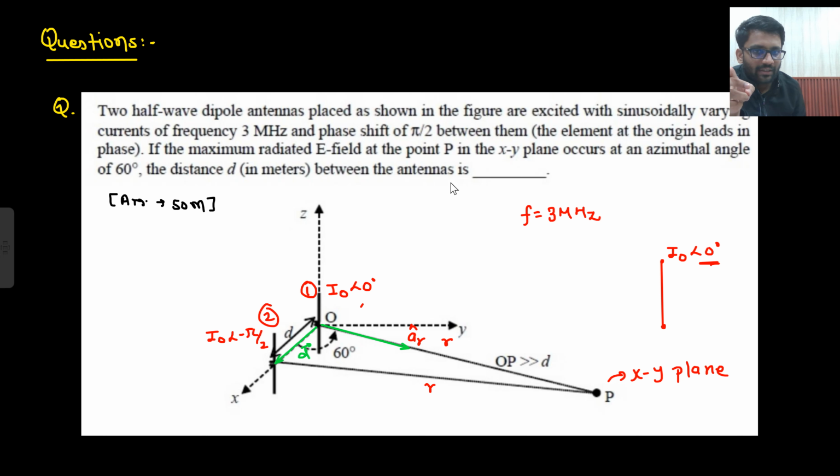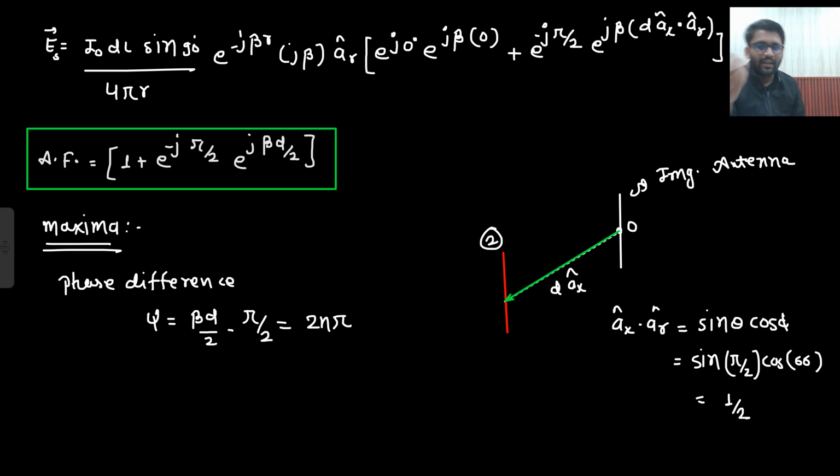The distance d in meters between the antenna is maximum radiated field in the... They did not mention minimum value, but certainly you need to tell the minimum value only. Minimum value of d. What could be the minimum value of d? There are a lot of possible values of d with respect to n value, right? Are you getting this point?